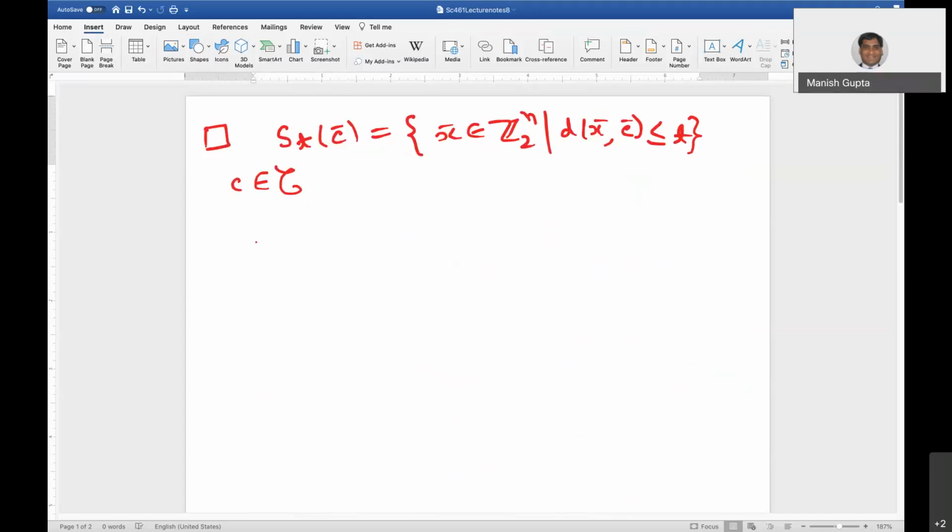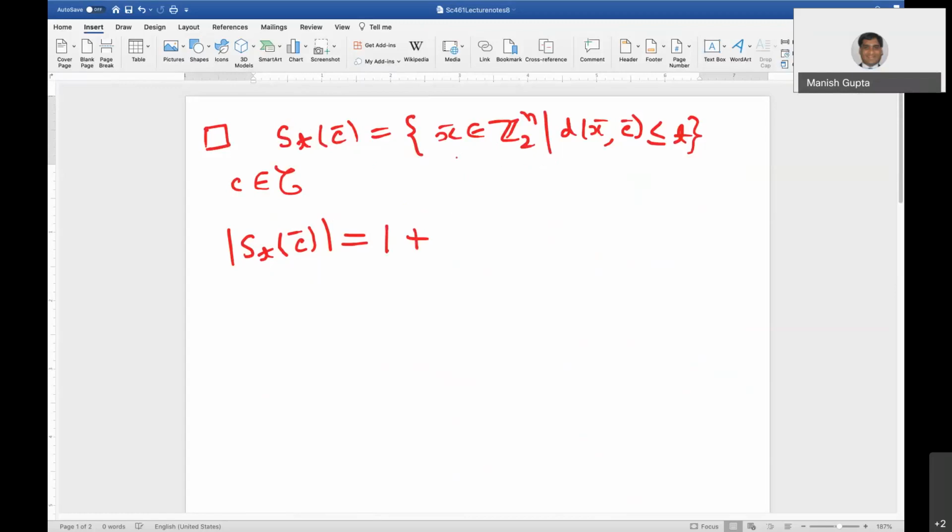Note that if I want to know the total number of code words in this sphere, I need to count how many vectors are at distance less than or equal to t. The possible distances are 0, 1, 2, 3 up to t, right? So how many code words are there of distance 0? Of course, there will be only one.